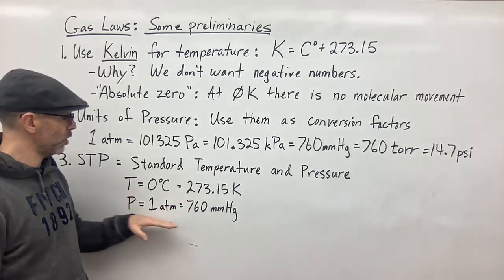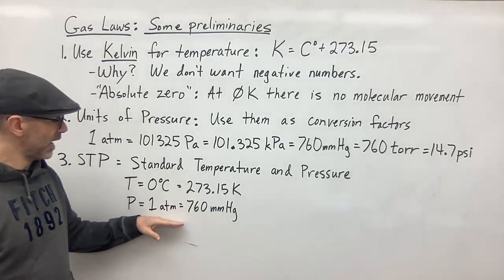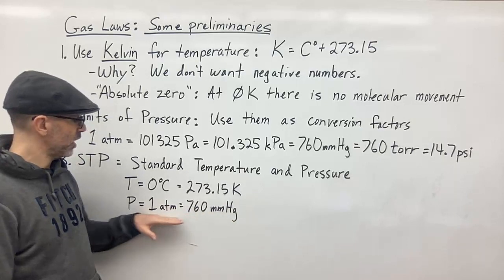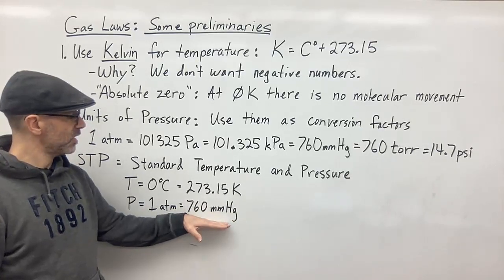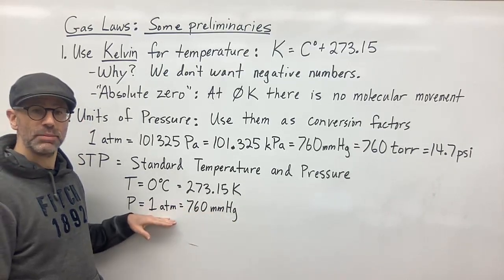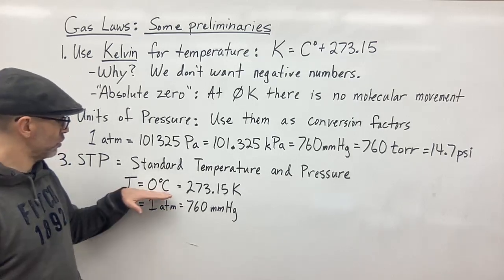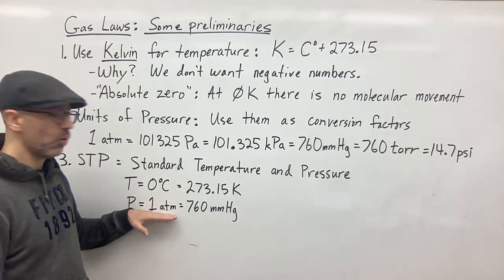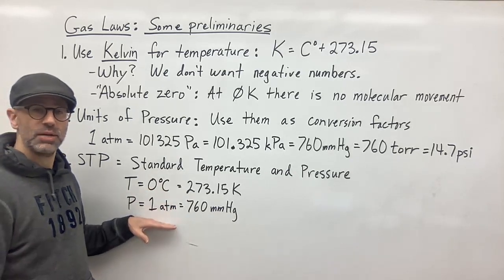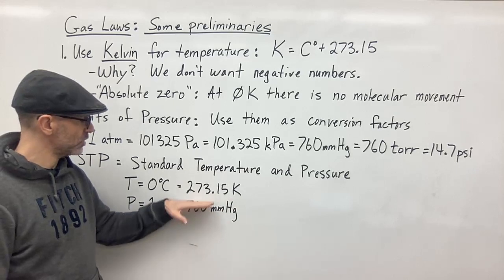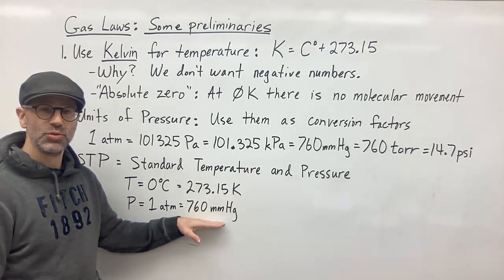Standard pressure is going to be 1 atmosphere, and that's again equal to 760 millimeters of mercury. So whenever you see 760 millimeters of mercury or 1 atmosphere, that's going to be standard pressure. So 0 degrees Celsius and 1 atmosphere are the standard temperature and pressure. And so you want to be able to recognize those in these units as well.